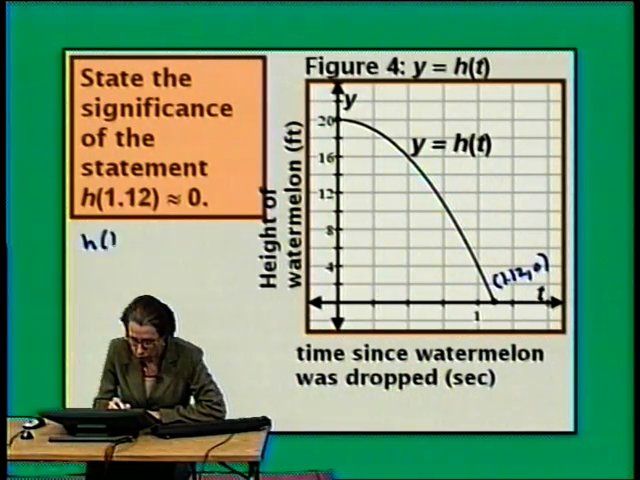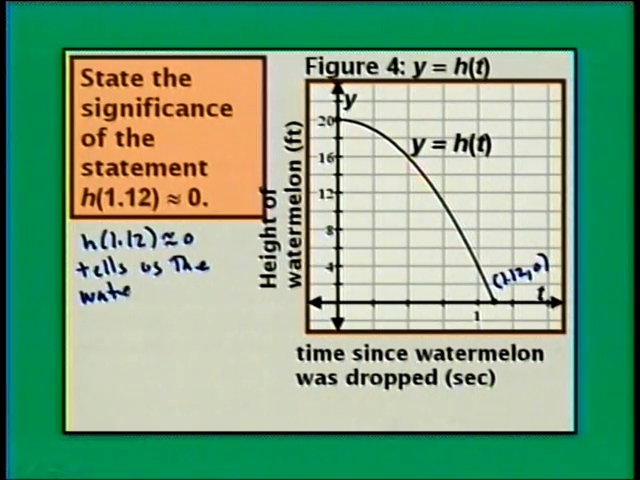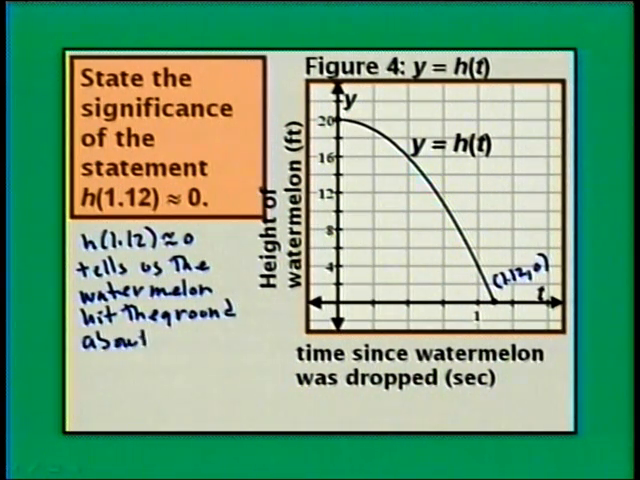So h of 1.12 is about 0, tells us the watermelon hit the ground about 1.12 seconds after it was dropped.